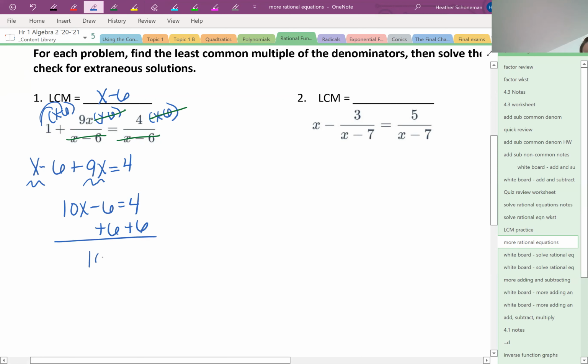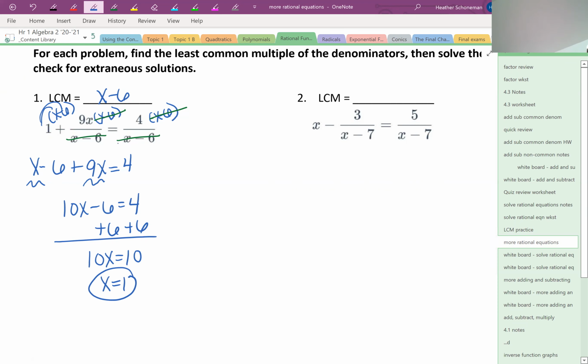Add 6 to both sides, so I get 10x equals 10. So x is 1. Now I need to check. If I put a 1 in either one of the denominators, 1 minus 6 is -5. I can divide by -5. That's not an issue. The issue is when the denominator is equal to 0, and then it's extraneous, and we can't do that. All right, let's talk about number 2.